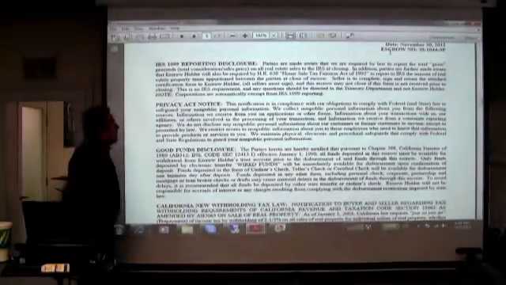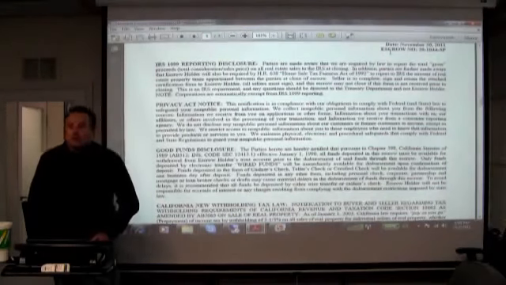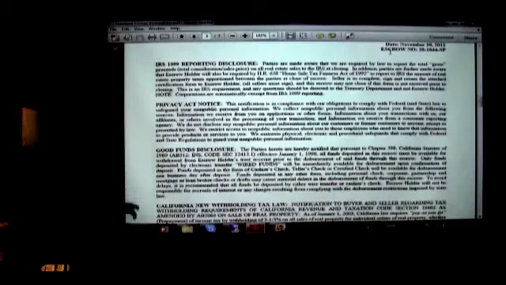1099 reporting disclosure. This basically says you're never going to close an escrow that's not going to be subject to 1099 and IRS reporting. If you ever have a buyer or seller that says they can't do that, you don't have a buyer or seller. Okay? It's all subject to 1099 and tax reporting.